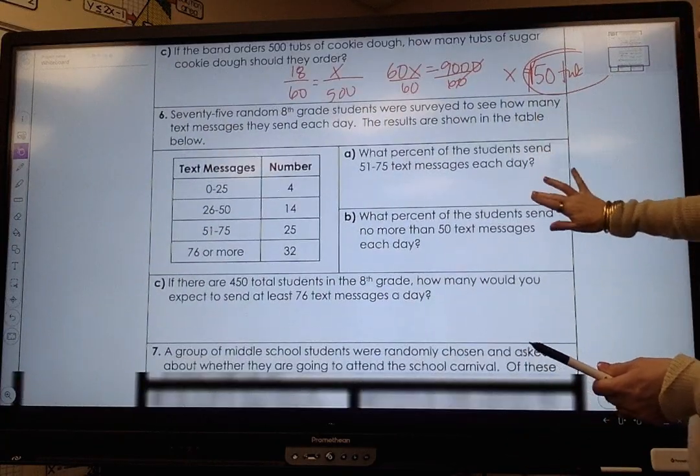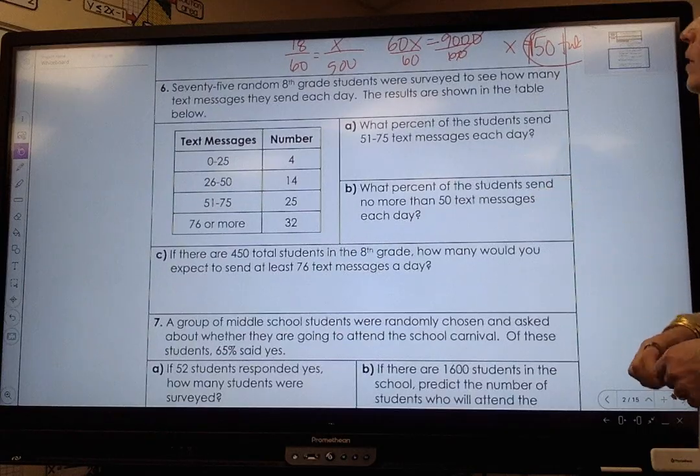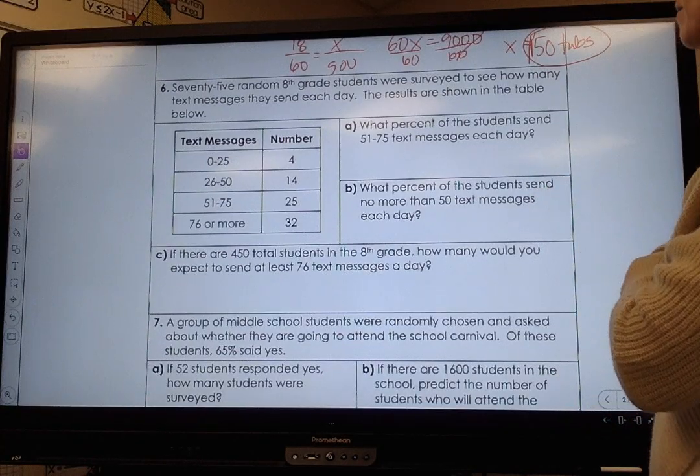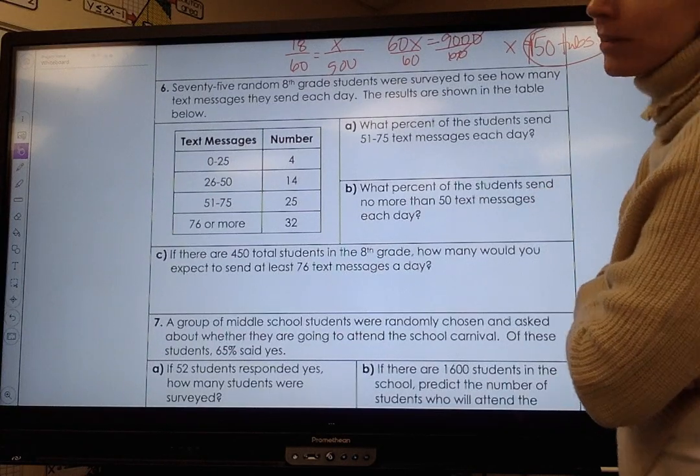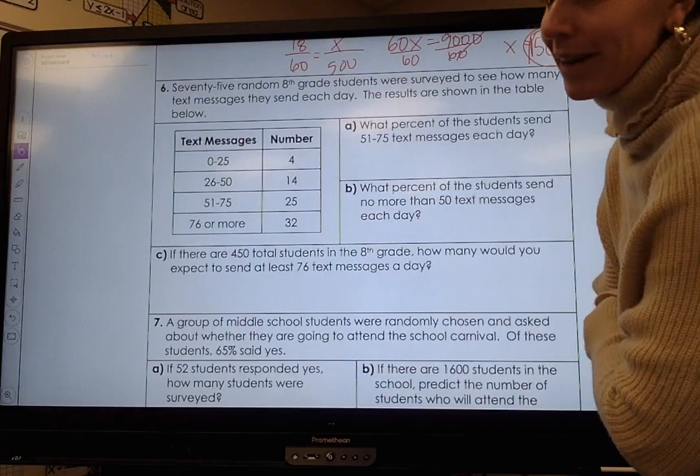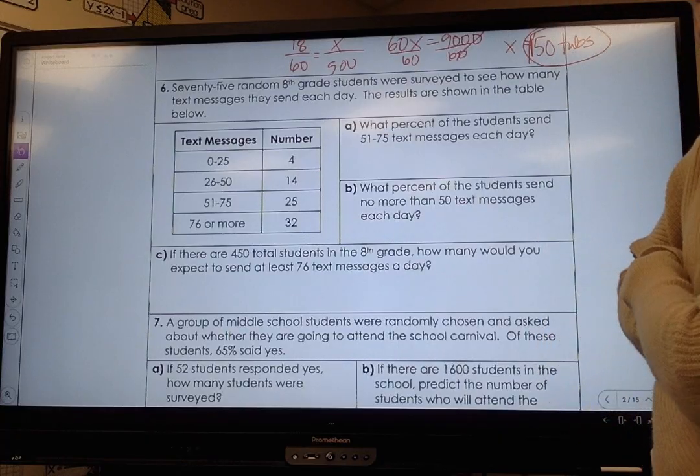So that's how, when we have a good sample, we can predict future results. All right, 75 random 8th grade students were surveyed to see how many text messages they send each day. The results are shown in the table below.